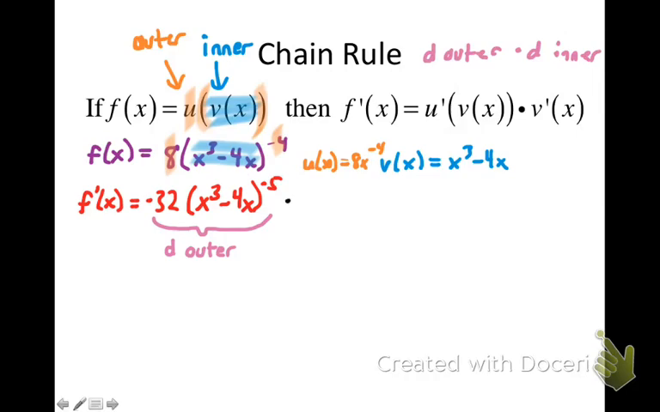Then we're going to multiply that by the derivative of the inner function, or in other words, we're going to find v prime of x. Now v of x, or the inner function, was x cubed minus 4x. Its derivative would be 3x squared minus 4, so that's what we'll go ahead and put right here, is 3x squared minus 4.